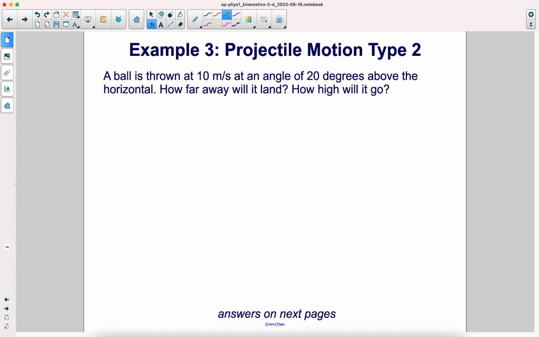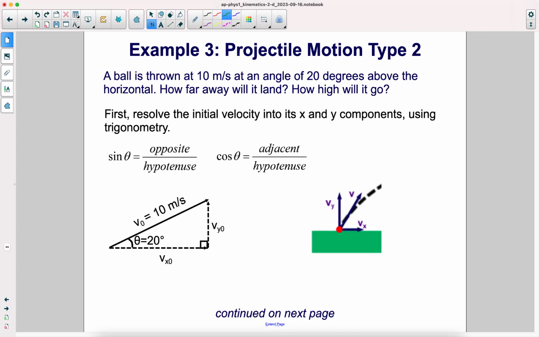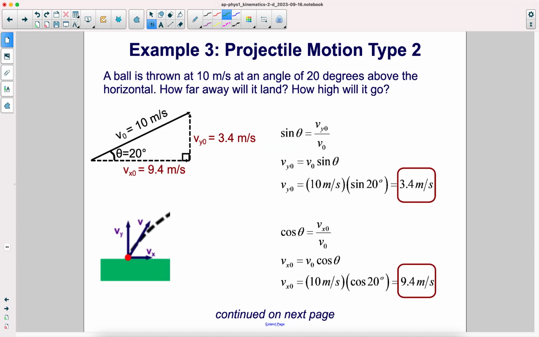A ball is thrown at 10 meters per second at an angle of 20 degrees above the horizontal. How far away will it land and how high will it go? First, resolve the initial velocity into its x and y components using trigonometry. Don't forget SOHCAHTOA. First, let's start with sine theta.